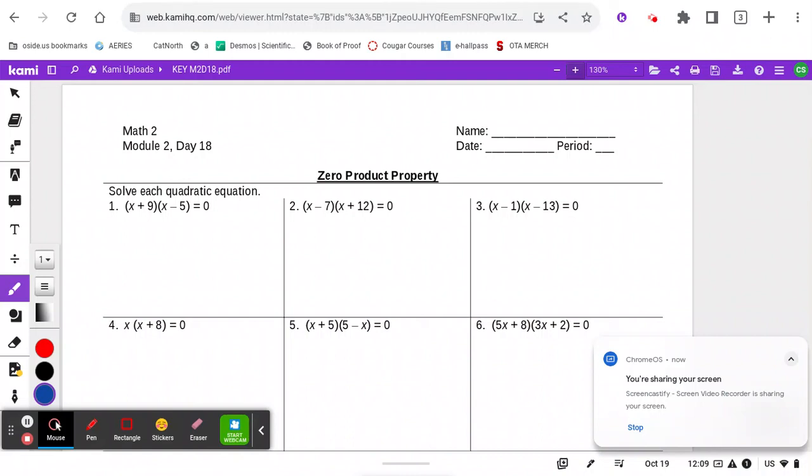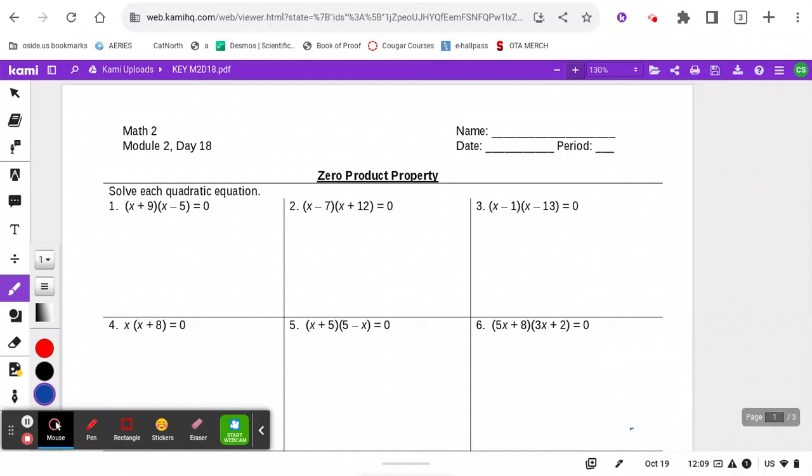All right, we're working on the front of this worksheet on the zero product property, and notice that if something's already given to us as factored, it should be pretty simple. We're just going to set each factor equal to zero.